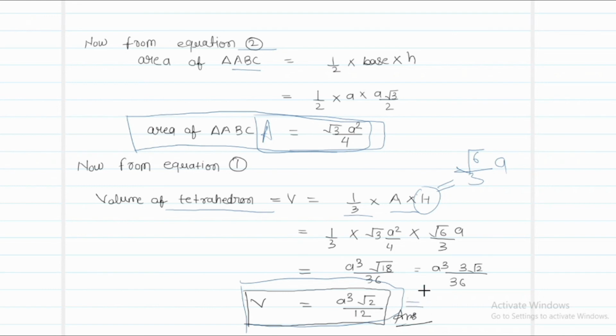We can solve it further: a cube root 2 upon 12, we can write it as 6 into 2, or a cube root 2 upon, we can write it as root 2 into root 2. So root 2 cancels with root 2, and it is equal to a cube upon 6 root 2, which is also our volume of the tetrahedron.